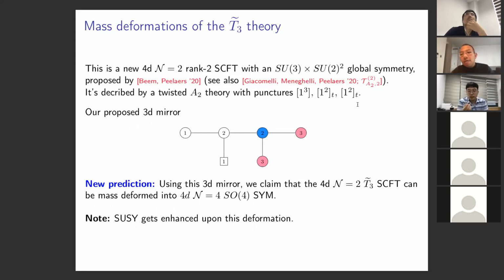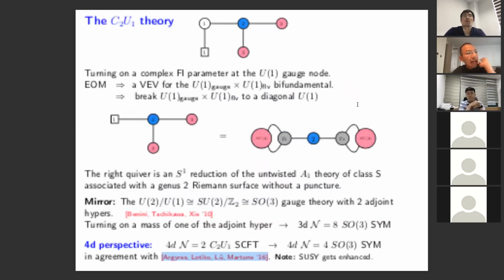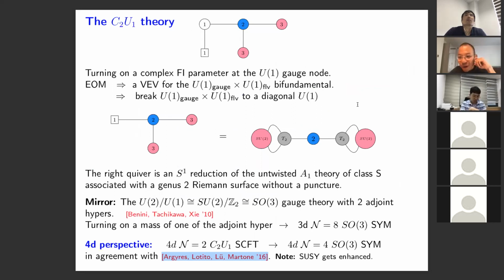But this is a peculiar type of deformation. You can also ask, I didn't have it on my slides, for example, A1D4, you can of course mass deform it to, say, A1A2, or A1A3. I think you can do this type of game for that simple theory. But when you have a more complicated puncture like this one, to me it's not clear at all.